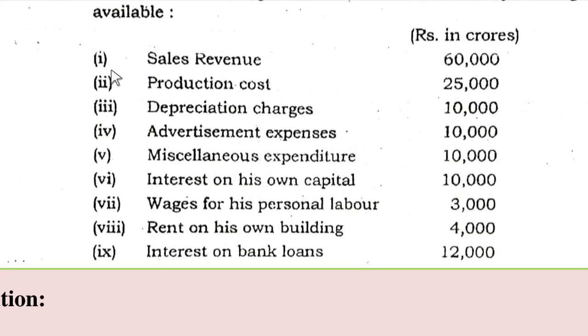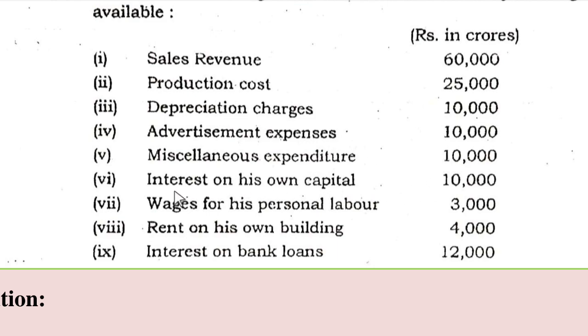Number 1, they have given the data here, in crore rupees. Sales revenue 60,000 crore rupees. Second, production cost 25,000 crore rupees. Third, depreciation charges 10,000 crore rupees. Fourth, advertisement expenses 10,000 crore rupees. Fifth, miscellaneous expenditure 10,000 crore rupees.